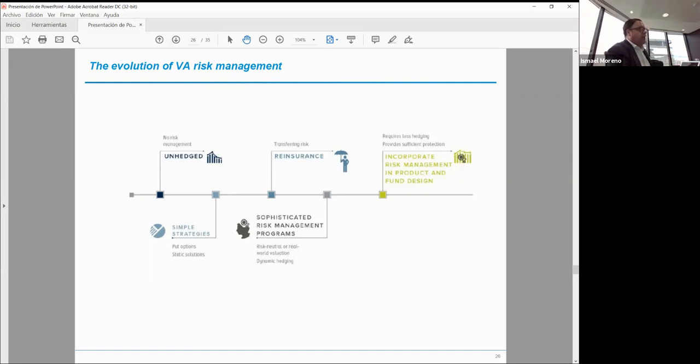Then things began to get sophisticated slowly. First of all, with simple strategies such as calling your investment bank and buying some put options or some static solutions that were very popular in the 80s and early 90s, and they were offered by investment banks. The reinsurers came in the 90s and early 2000s, offering the possibility of reinsuring these things, which is transferring totally your risk to someone else.